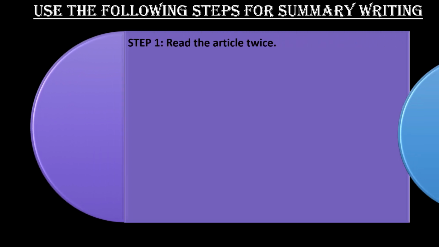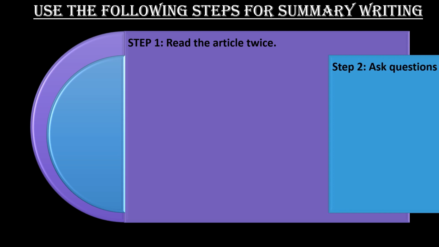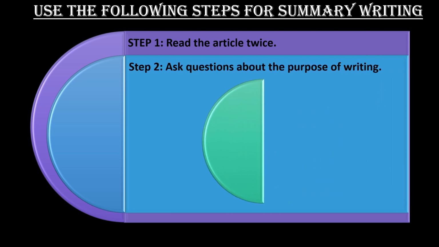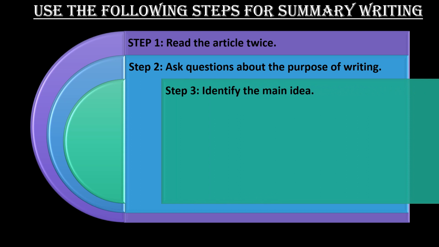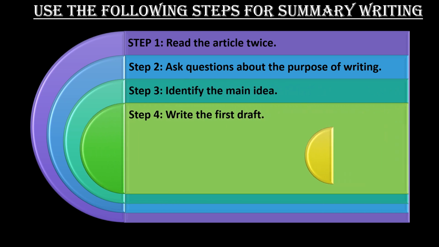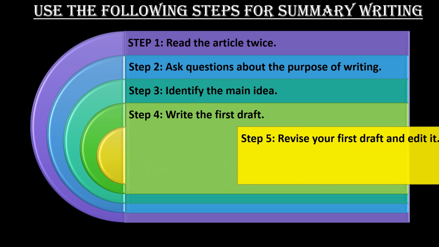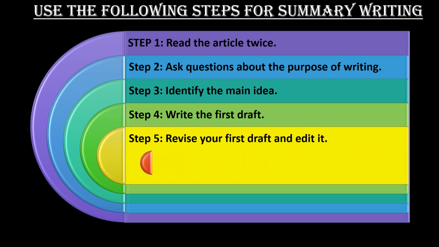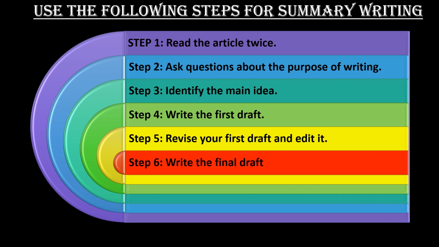Use the following steps for summary writing. Step 1. Read the article twice. Step 2. Ask questions about the purpose of writing. Step 3. Identify the main idea. It is often in the first 3-4 lines or last 3-4 lines. Write the first draft. Just mark the key words, key ideas which you find while reading. Revise your first draft and edit it. Write the final draft.